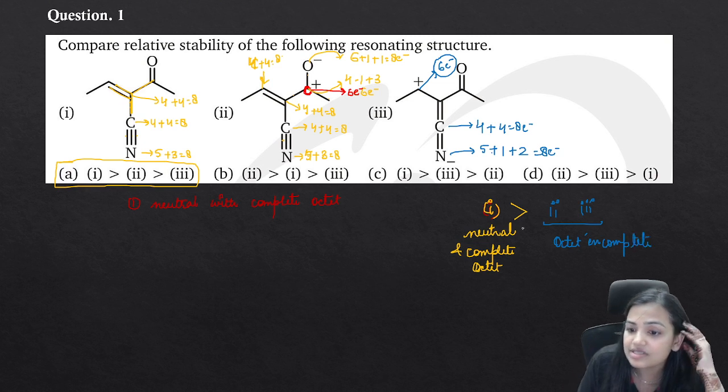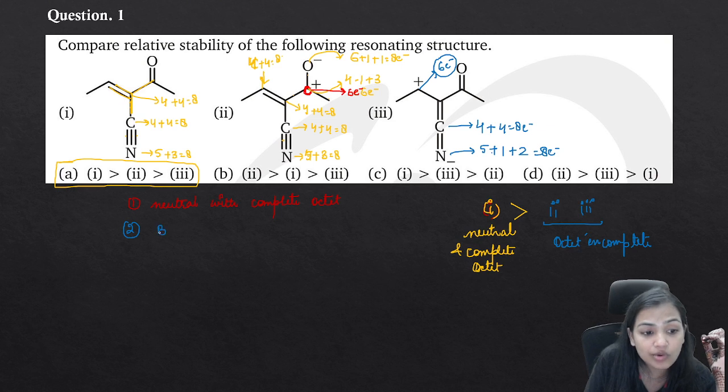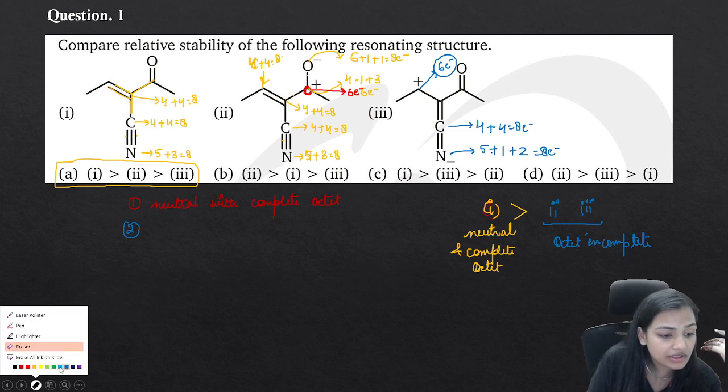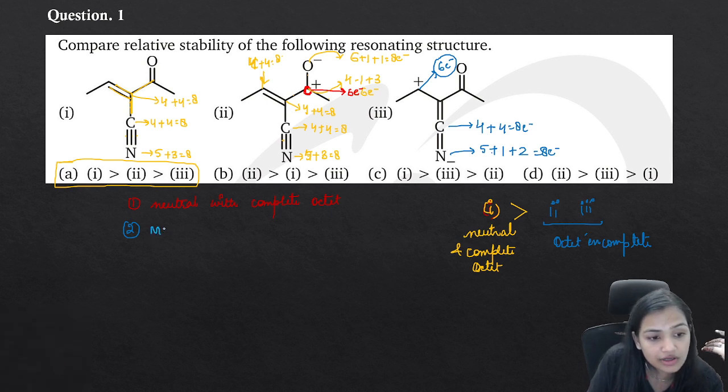Now you tell me what is the second point? The second point says that more number of bond order, means we must have more number of covalent bonds. What is the second point? We must have more number of covalent bonds.